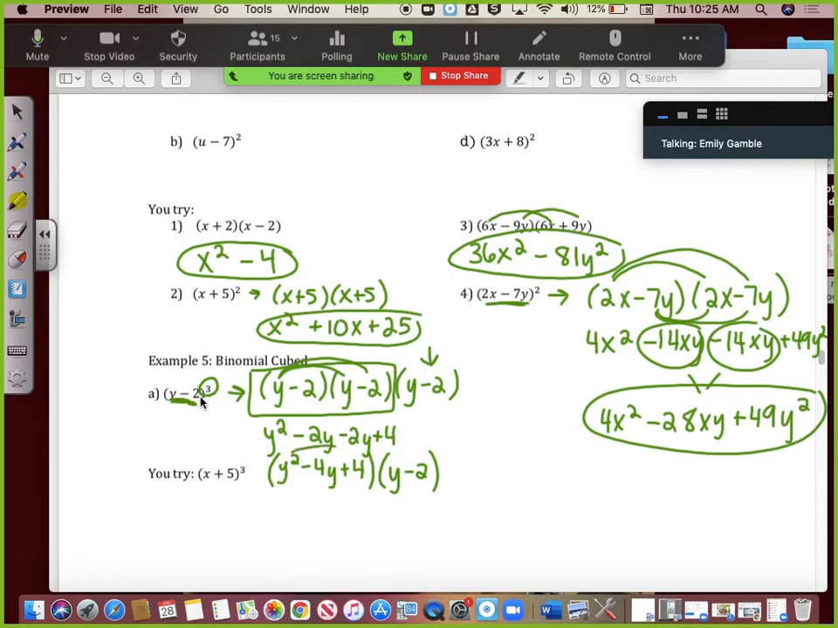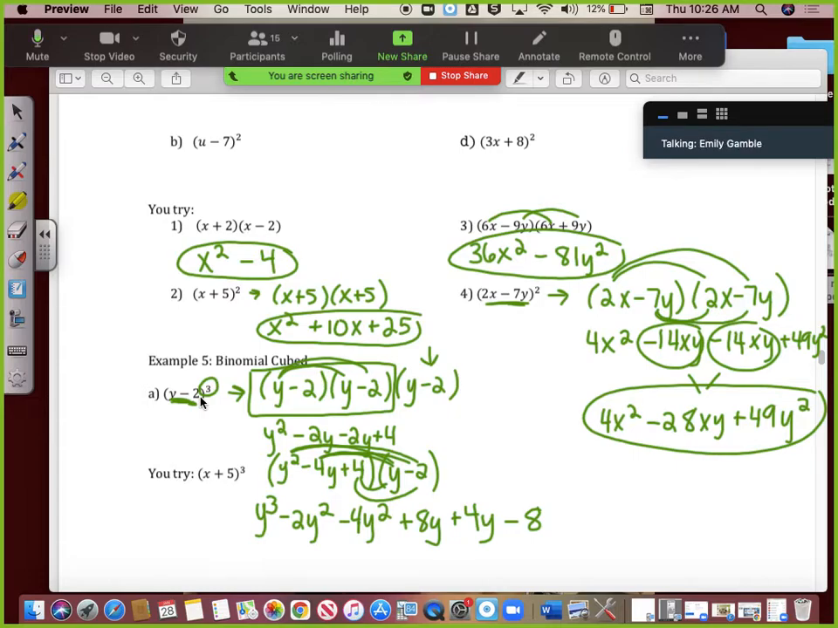So I need to multiply y squared by y and y squared by -2 first. y squared times y is y to the third power. y squared times -2 is -2y squared. And then you move down the line. Now you need to multiply -4y times y and -4y times -2. -4y times y is -4y squared. And -4y times -2 is a positive 8y. Moving down the line, I now need to multiply 4 by y and 4 by -2. 4 times y is 4y, and 4 times -2 is -8.